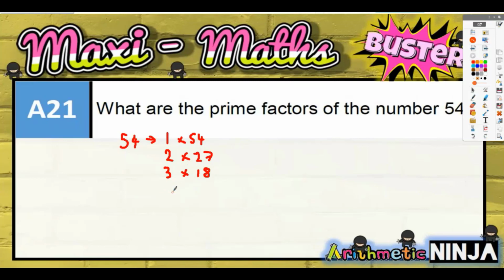4 won't pair up with anything to make 54. 5 won't. 6 will though. 6 times 9 is 54. 7 won't go into 54. 8 won't go into 54. And 9 will go into 54, but we've already got it.